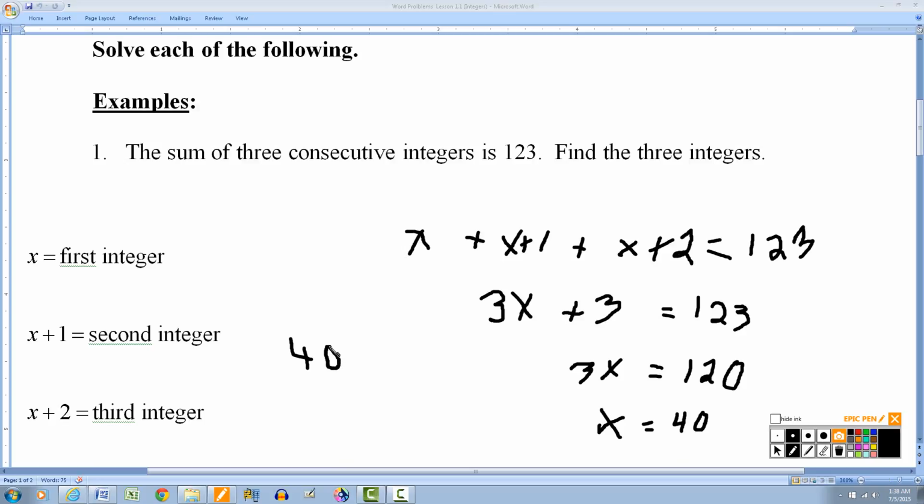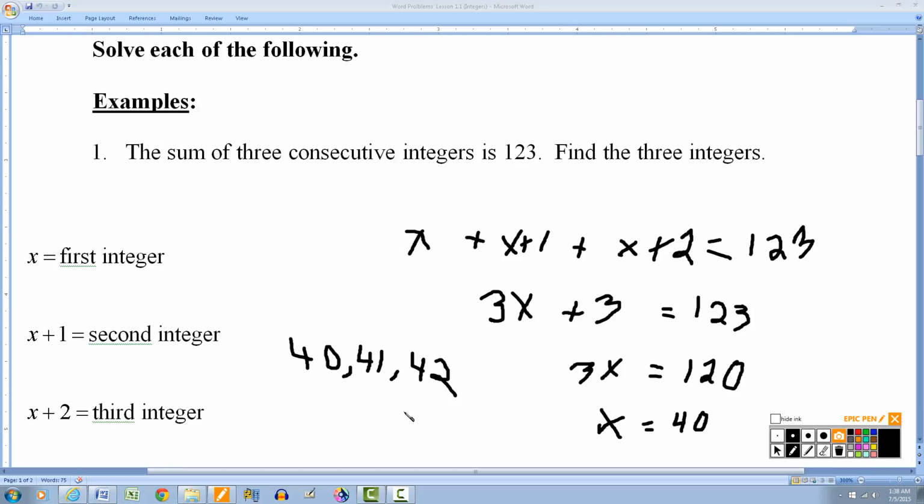And if I add 1 to that, I get the next one, so that's 41. And if I add 1 to that, I get the next one, which is 42. So 40, 41, and 42 are the three integers. So it's x, and then x plus 1, and then x plus 2, and I get the integers.